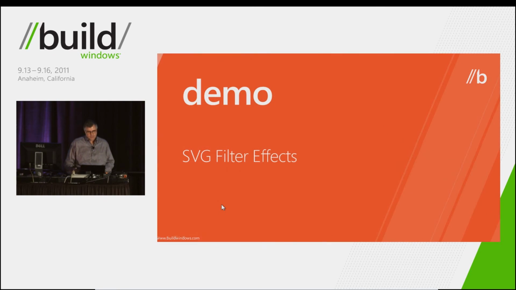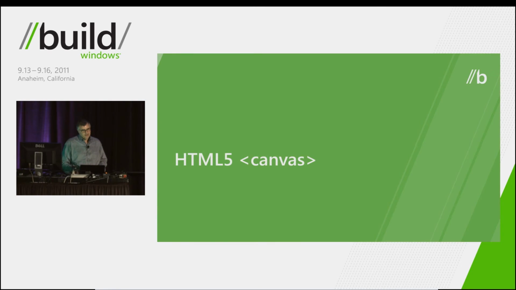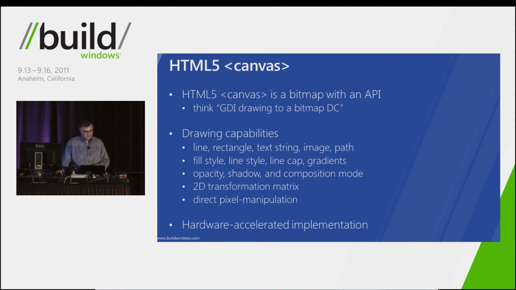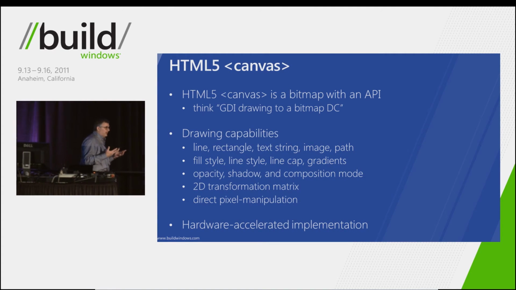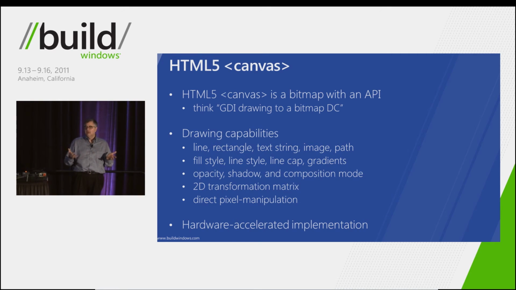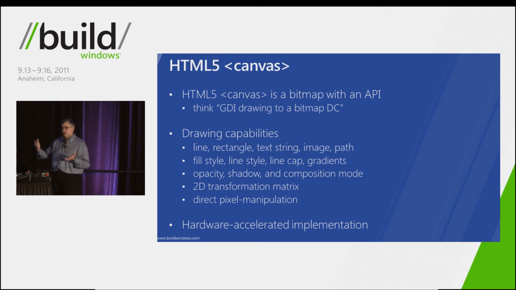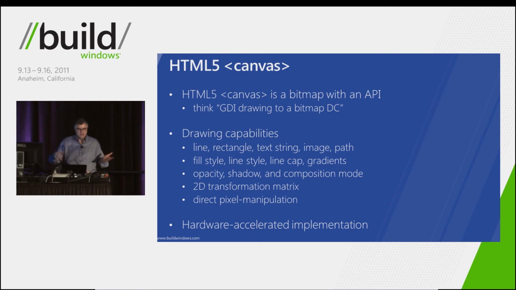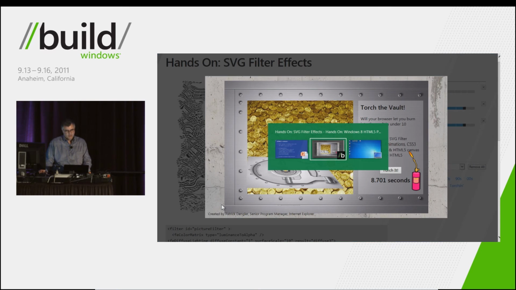So one last thing. We wanted to talk about Canvas briefly. Really, the best thing on Canvas, if you don't know about it, is that it's an API. It's a drawing API on a bitmap. It's like GDI or System.Drawing 2D, to a bitmap DC. You can draw it back to the screen. It's got a pretty rich model, all these things. It, of course, is hardware accelerated, which makes it perform quite well.